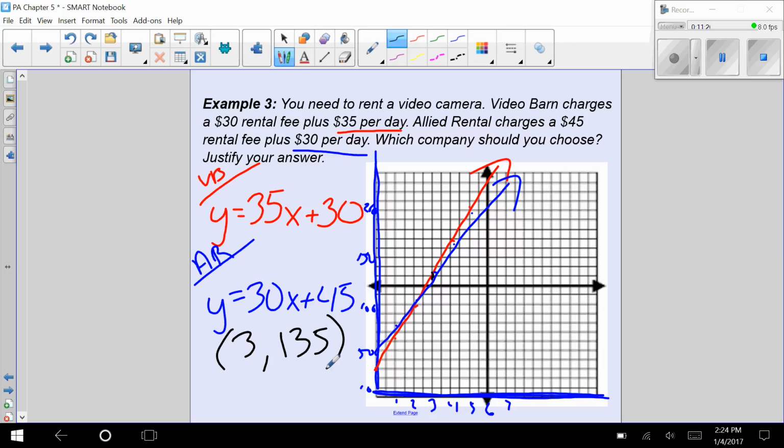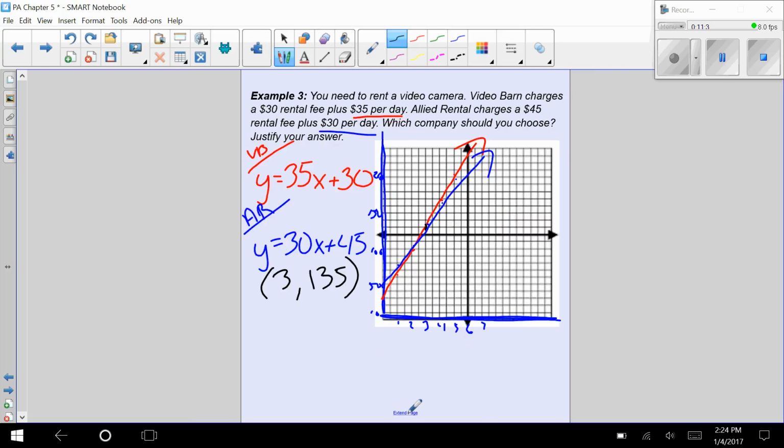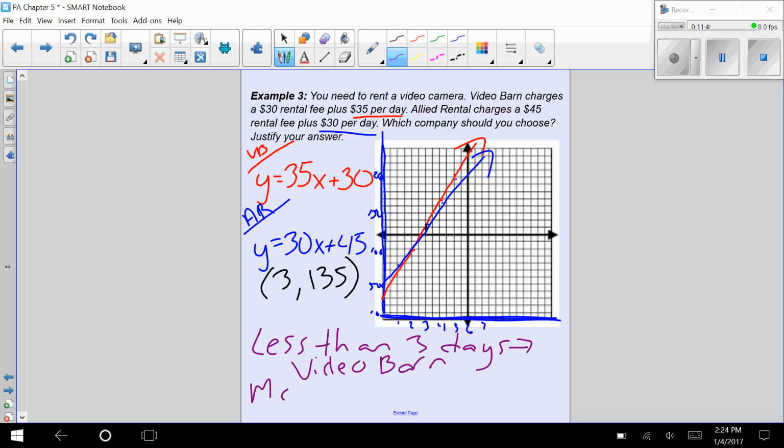Now, which company should you choose? It all depends how long you're going to rent your camera. So, if we're renting for less than 3 days, the red line is lower, which means we want to go to Video Barn. If we are renting for more than 3 days, the blue line is lower, which means we want to go to Allied Rental. You kind of have two answers for all of these because one is lower at the beginning, the other is lower after they cross.